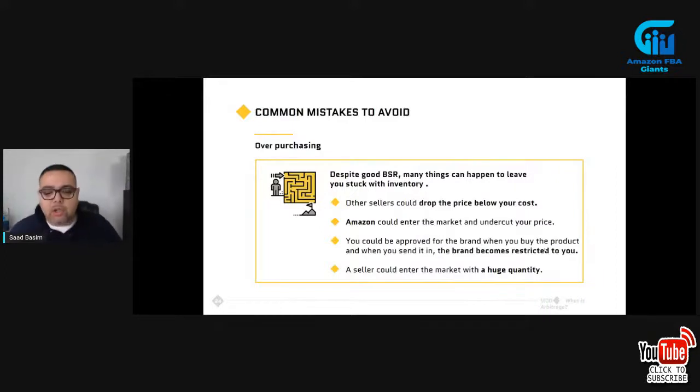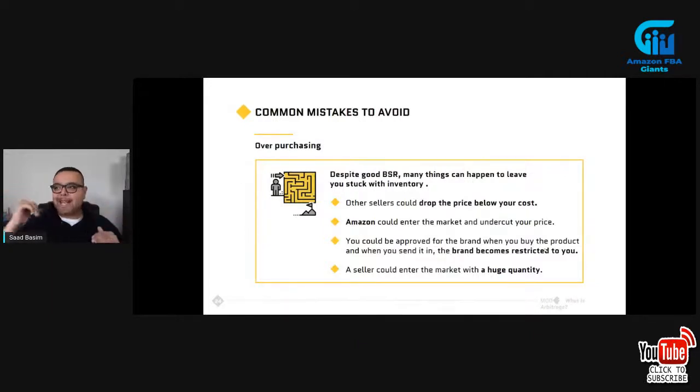But anyways, a seller could enter the market with a huge quantity. That could happen as well if you have those big sellers who are able to get their hands on a big pile of products. It could happen, but it's not something that happens all the time. So make sure you relax, compose yourself. If they have a lot of quantity, see if we can lower the price. And that's another strategy I will teach you right now.